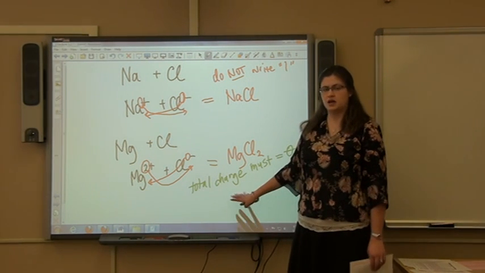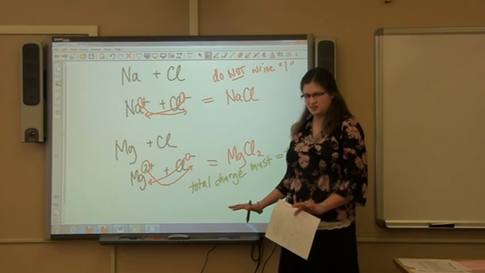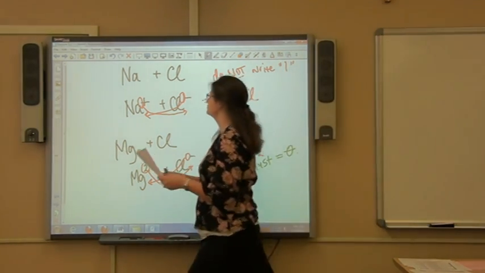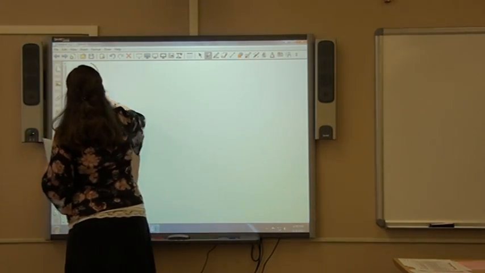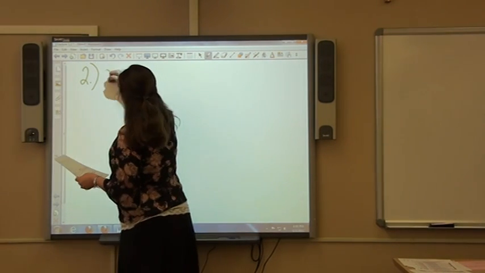We'll be spending a lot of time on this, probably in part 4 of the lecture, so don't worry so much if this is a little bit fuzzy for you. We'll be doing a lot of practice. The second type of chemical bond is called covalent.